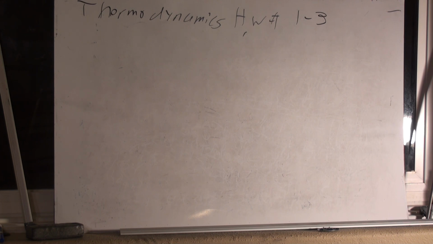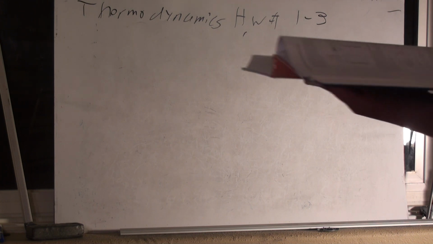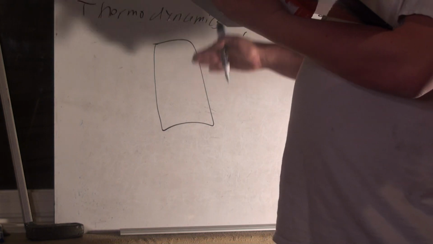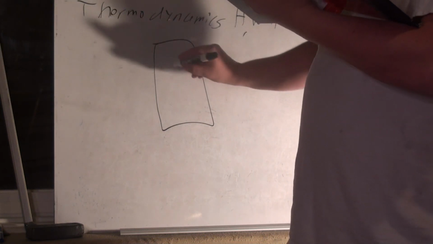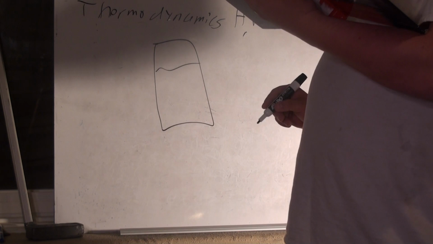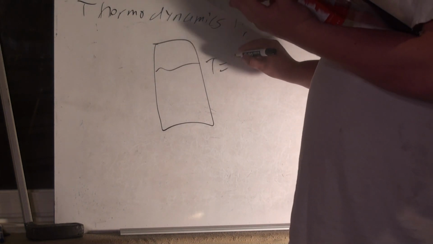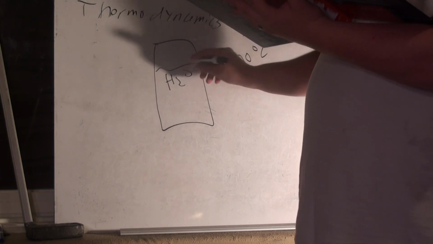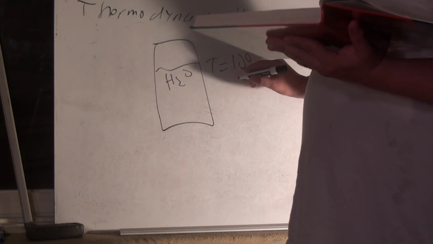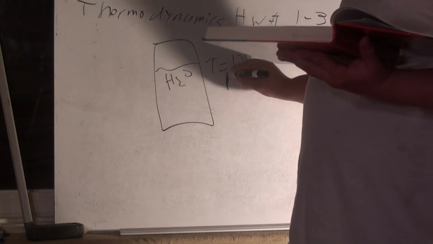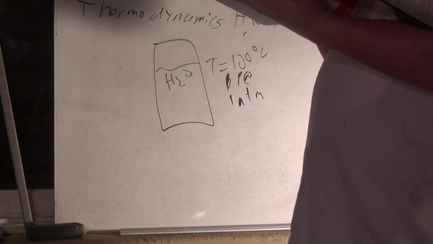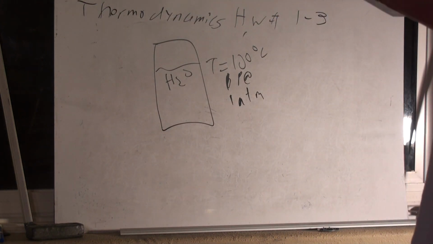Second edition. It says a rigid sealed container. Okay, so we always draw a picture, always when we can. So we have a rigid sealed container, meaning it's closed up, and it contains water at T equals 100 degrees Celsius. Now, water at 100 degrees Celsius is kind of the boiling point at atmospheric pressure. So that might be significant, I don't know.